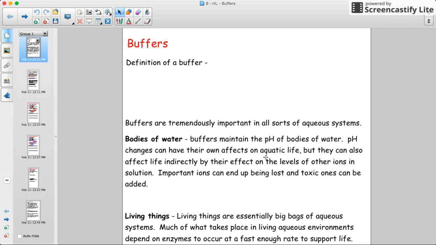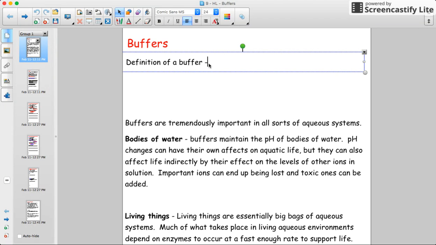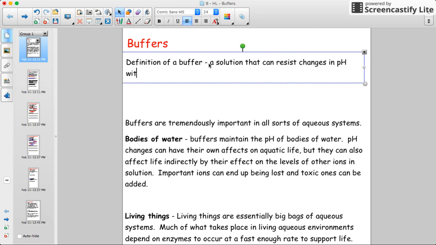Okay, so this video is about buffers. A buffer is a solution that can resist changes in pH with small additions of acid or base. So I'll write that and try to say it again at the same time. A buffer is a solution that can resist changes in pH with small additions of acid or base.